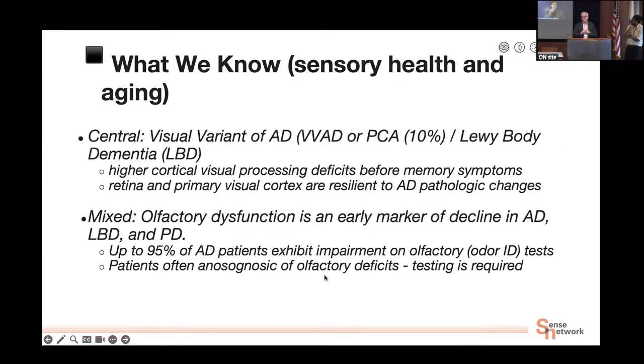We've heard about the visual variant of Alzheimer's disease, or posterior cortical atrophy, where you have changes in visual processing areas that lead to visual problems. Typically in the patients that I see, 2-3 years later they get memory problems. 50% of those patients have Alzheimer's disease, but it presents in the visual cortex. And we see that with olfaction, as we've heard, that there are early changes in olfactory function preceding the development of symptoms of Alzheimer's disease, Lewy body dementia, and Parkinson's disease.